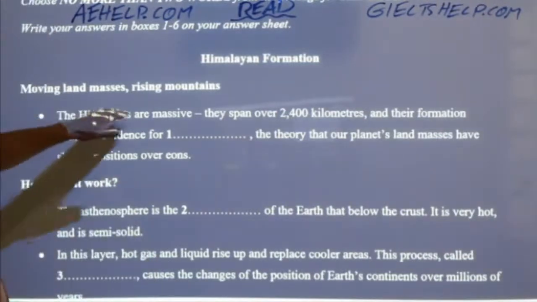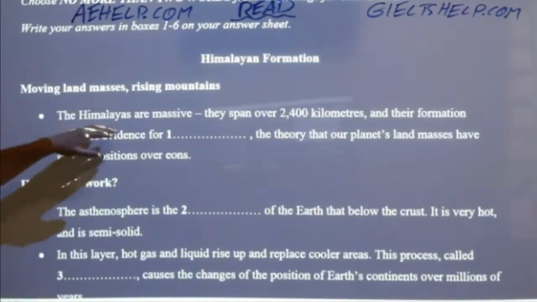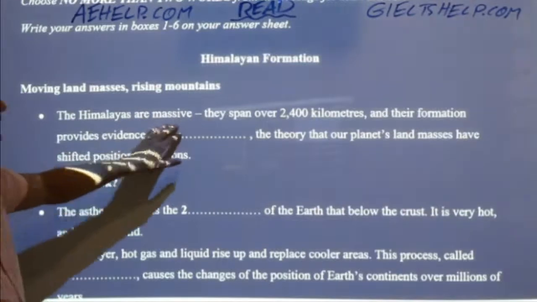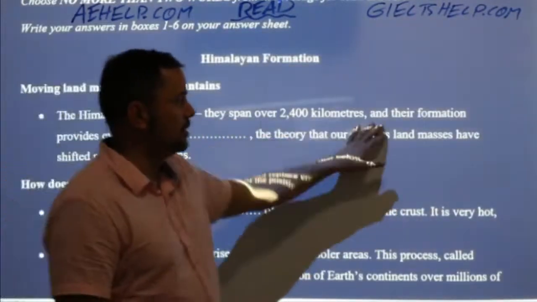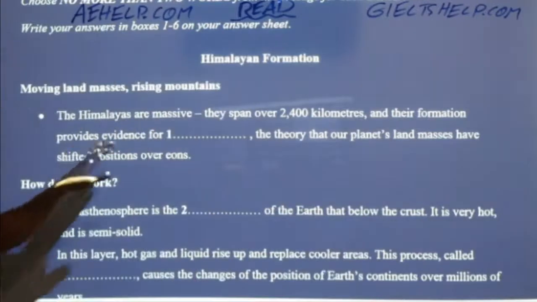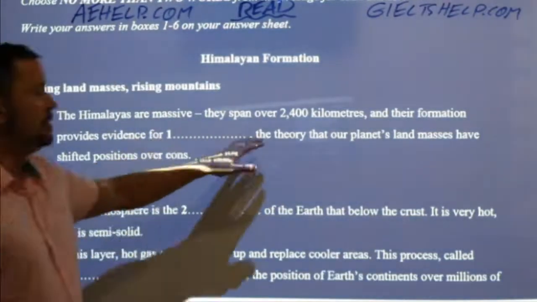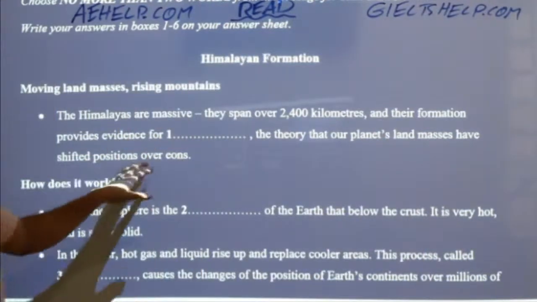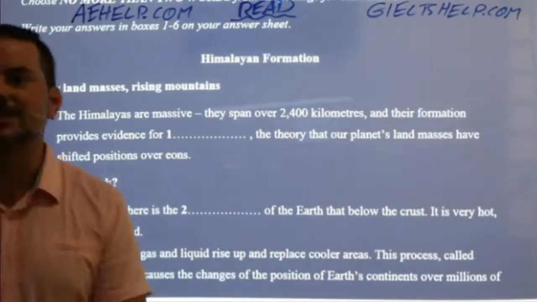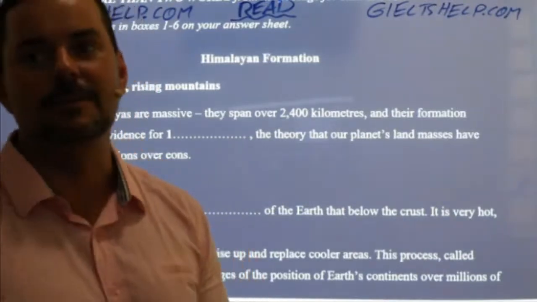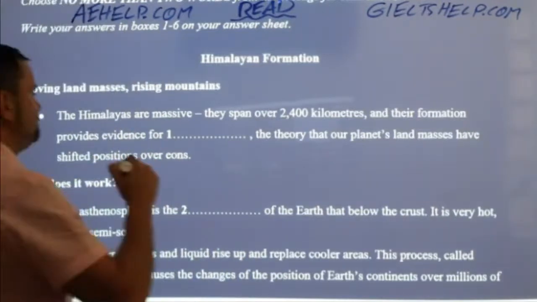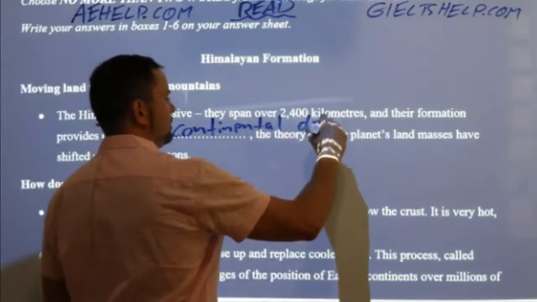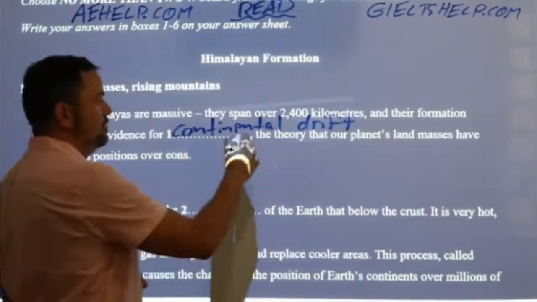So moving land masses, erasing or rising mountains, the Himalayas are massive. This is the Himalayan formation. Okay. The Himalayas are massive. They span over 2,400 kilometers. And their formation provides evidence for something, the theory that our planet's land masses have shifted positions over eons. Baekjun says, continental drift. Lydia is confident, and Abhishek, that that's got to be the answer. Yeah. So, continental drift. Very good, right? The movement of the continents.